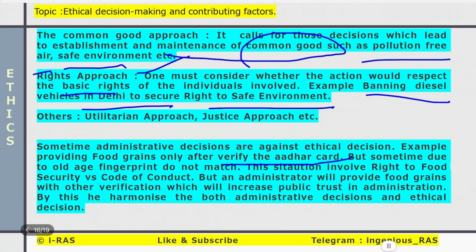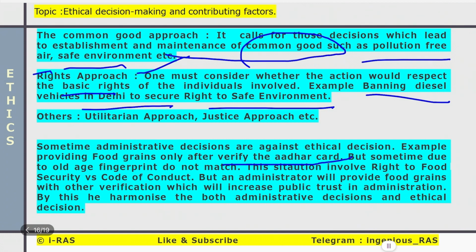We understand that her fingerprint is not matched, but there are ways. I mean, we can check her past history, we can check her other identity cards and make sure that she is the right person, she is the right beneficiary of these food grains or the PDS, and then we can act accordingly. By this we can increase the public trust in administration. By this he harmonized both administrative decisions and ethical decisions. This is how we can choose a middle path.